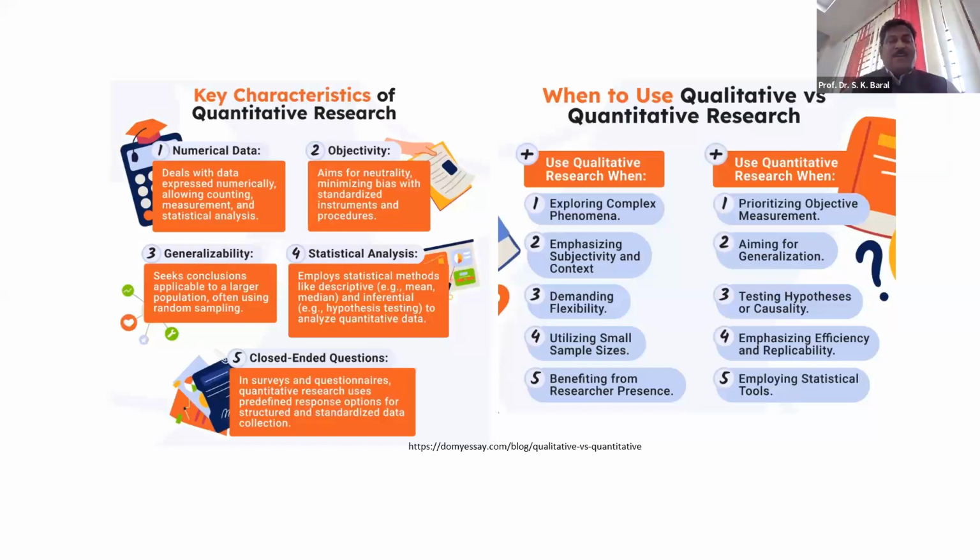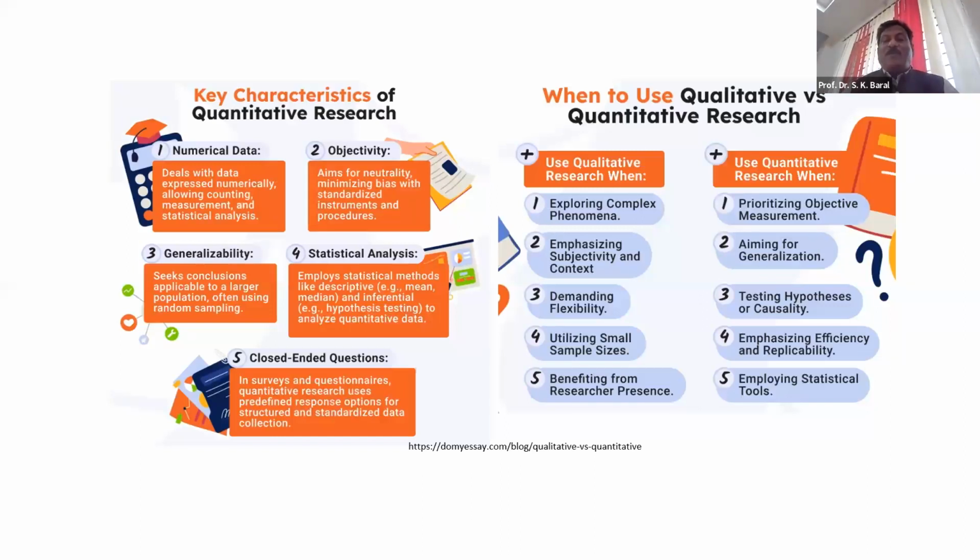I mean to say mean, median. Nowadays, many softwares you will be finding, and hypothesis testing can be taken. So these are the statistical analysis along with the different tools. I mean to say softwares are available, SPSS and other softwares. Apart from that, quantitative research is very much based on close-ended questions. I mean to say quantitative research uses predefined response options for structured and standardized data collection. And when to use quantitative and qualitative research, we must be knowing.